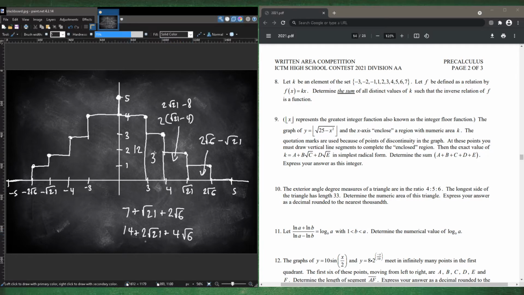So adding them together, that's 14 plus 2 is 16. 16 plus 21 equals 37. 37 plus 4 equals 41. 41 plus 6 equals 47. And that is your answer for number 9.